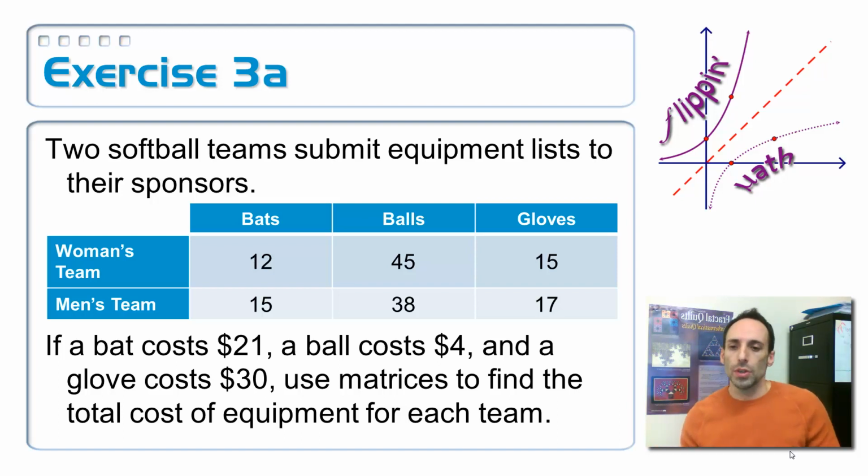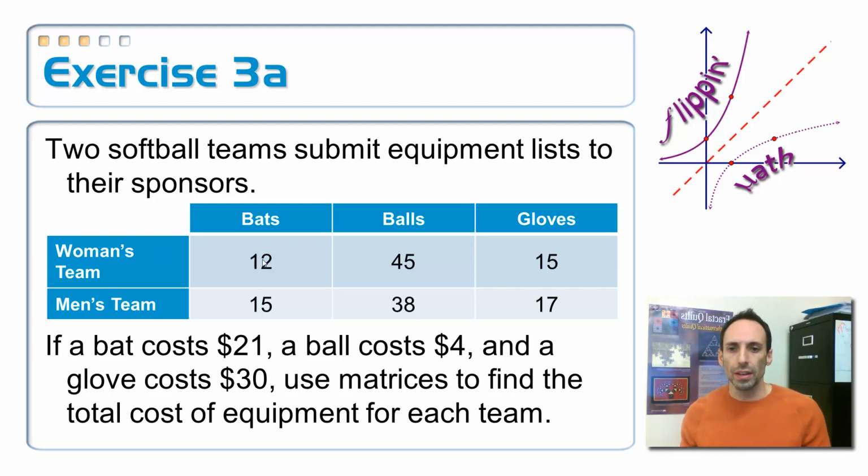Okay. So if a bat costs $21, a ball costs $4, and a glove costs $30, use matrices to find the total cost of equipment for each team. Okay, so before we turn this into a matrix problem, let's just do the women's team. Like if I didn't even think of it as a matrix, how would I do it? Okay, so let me just multiply numbers together.